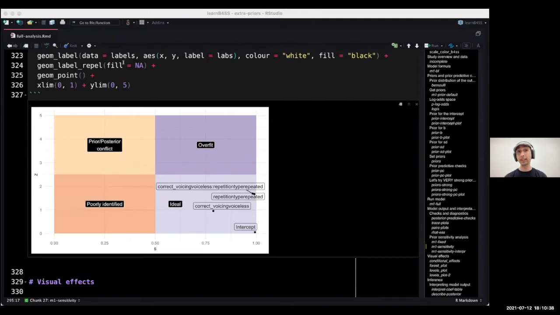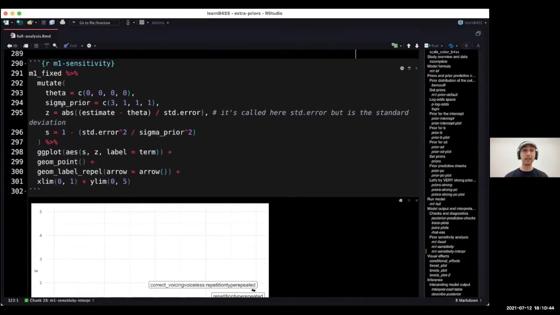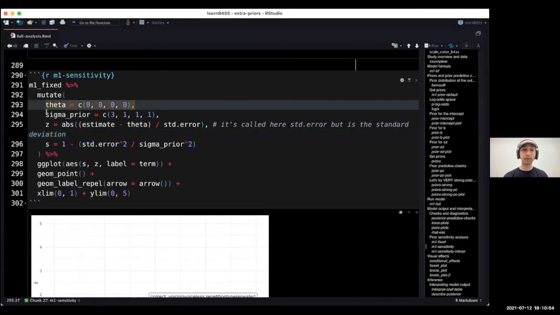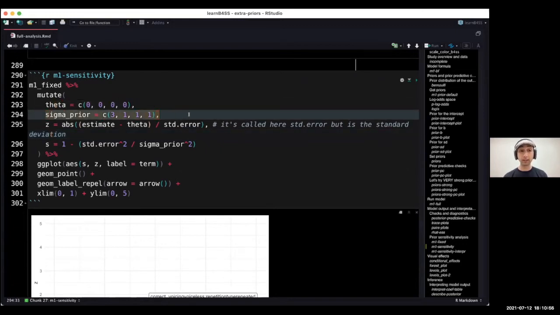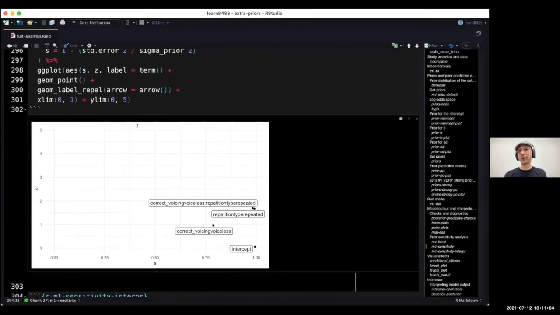So that's basically it. If you follow the code for calculating S and Z, then you can just plot it. And in this case, copy-paste really should work. You just need to change the theta variable and the sigma prior variable based on the priors that you have specified. And then you can just plot the thing and you can see where the parameters are.